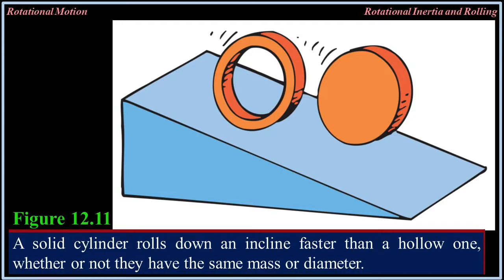Which has the greater rotational inertia, the hollow or the solid cylinder? The answer is the one with its mass concentrated farthest from the axis of rotation, the hollow cylinder. So a hollow cylinder has a greater rotational inertia than a solid cylinder of the same radius and mass, and will move lazily in gaining speed. Figure 12.11. A solid cylinder rolls down an incline faster than a hollow one, whether or not they have the same mass or diameter.